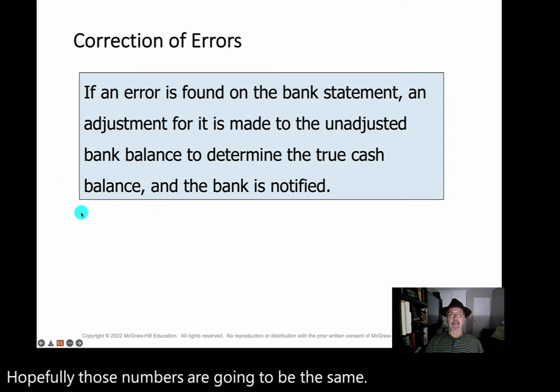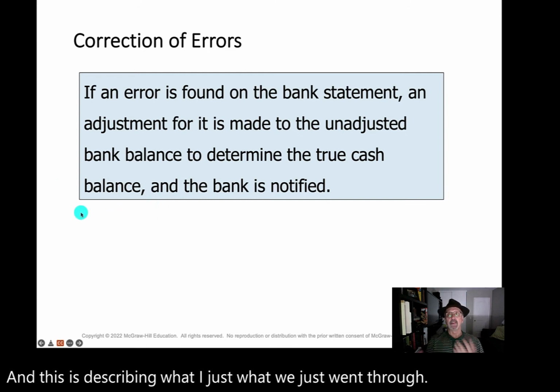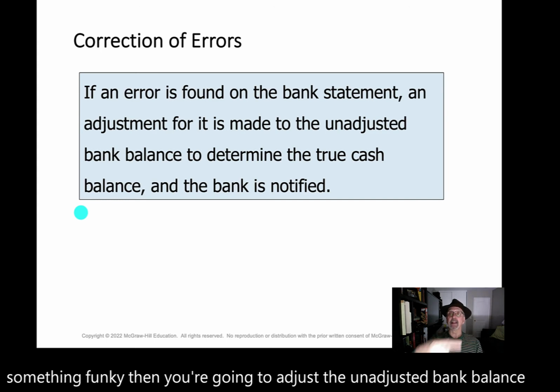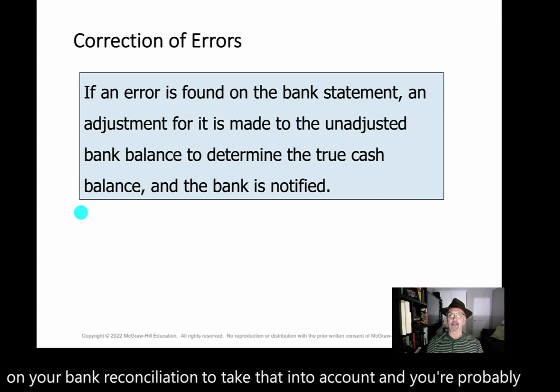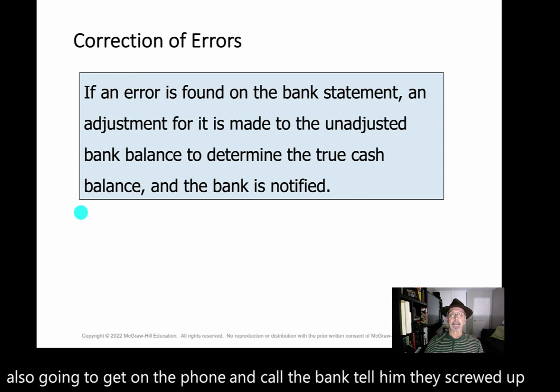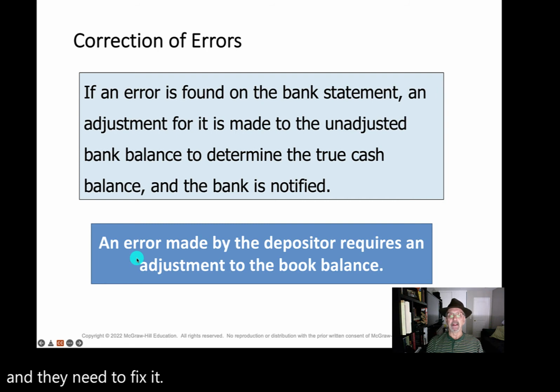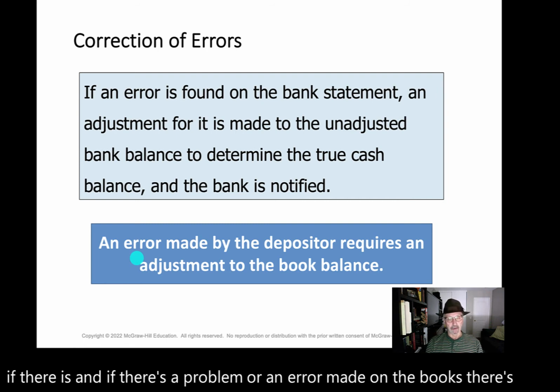All right, so if an error is found on the bank statement, so if the bank did something funky, then you're going to adjust the unadjusted bank balance on your bank reconciliation to take that into account. And you're probably also going to get on the phone and call the bank, tell them they screwed up and they need to fix it. If there's a problem or an error made on the books, there's going to have to be an adjusting entry made to correct the amount.